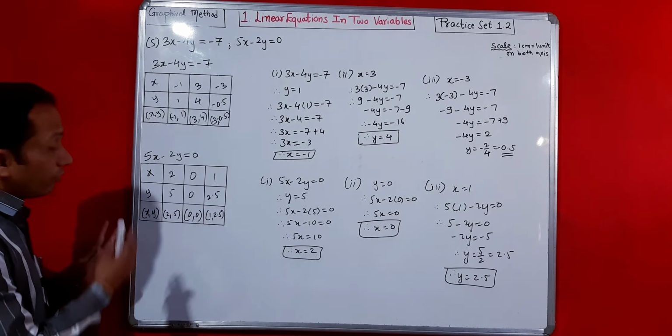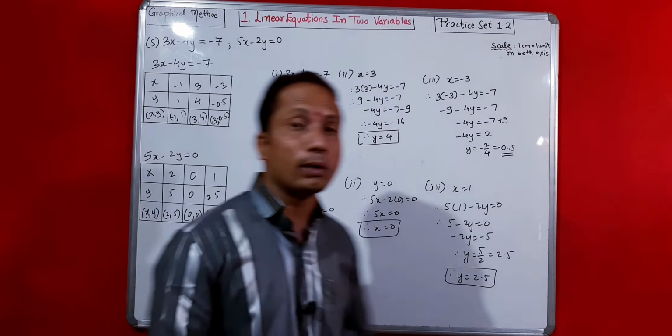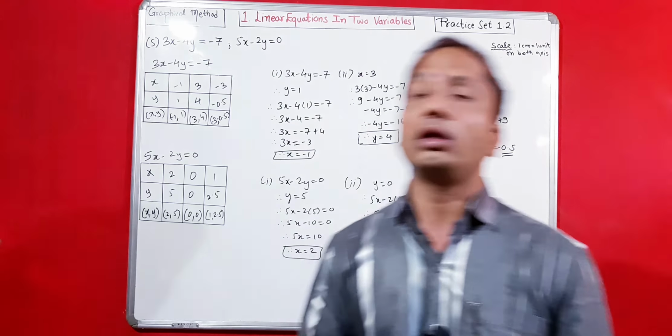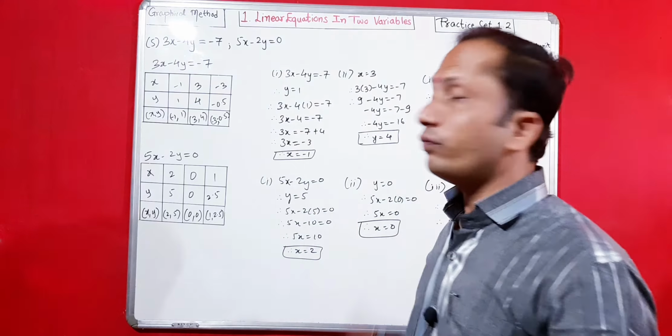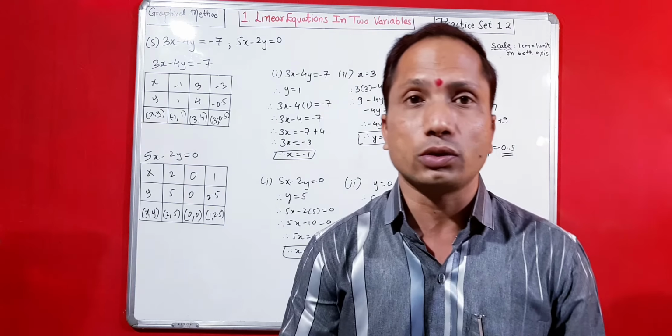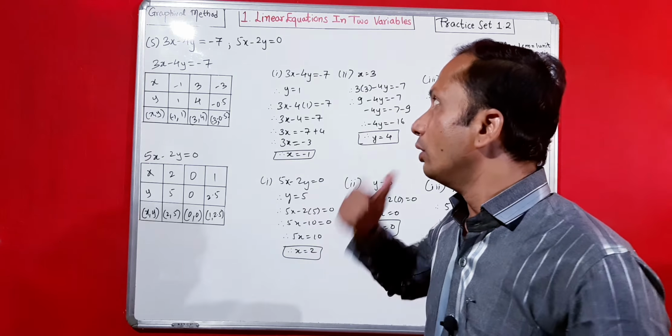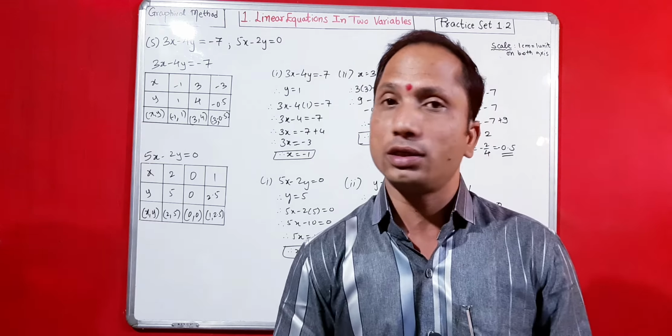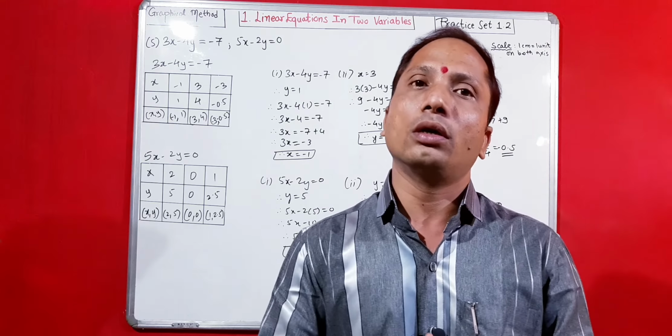So these values I have calculated here. Now what will we do with this? We will draw the graph. I have taken only 3 values because with 3 values also we can get the solution. Okay, so it is very easy. This is the fifth problem, and then we'll solve the last sixth problem, then we'll complete this practice set.